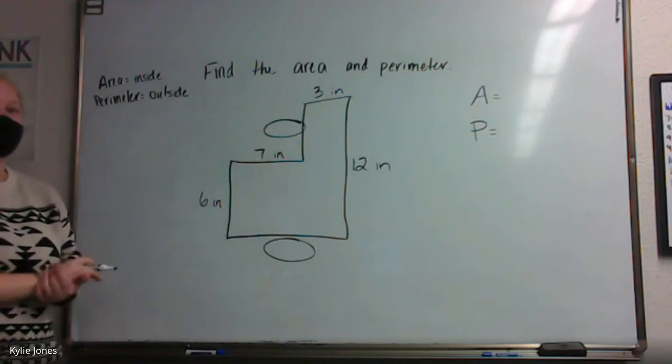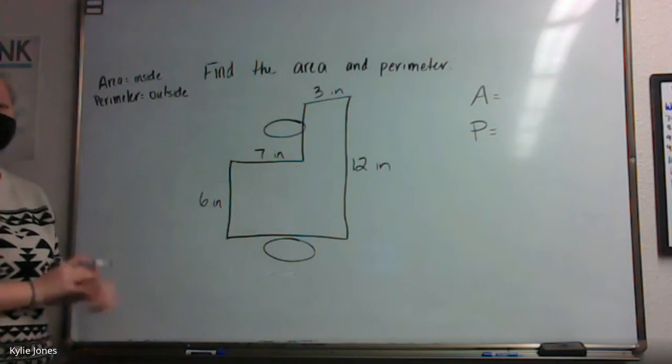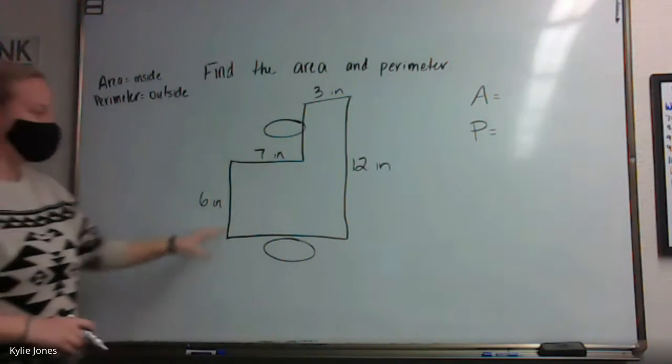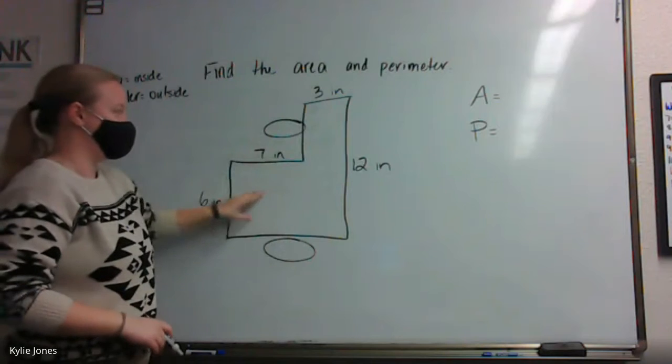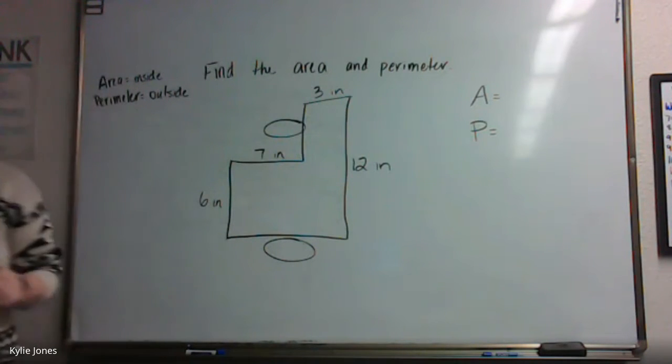You can find the area and the perimeter. Okay? So do your best. Find the area and the perimeter. Remember, area is the inside of your shape. Perimeter is the distance around your shape. Okay? How come the 6 inches is bigger than the 7 inches? It's not to scale. So, go ahead and take a few minutes and try this one, please.